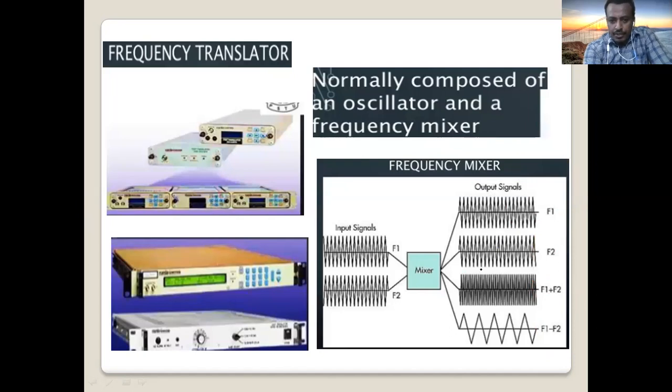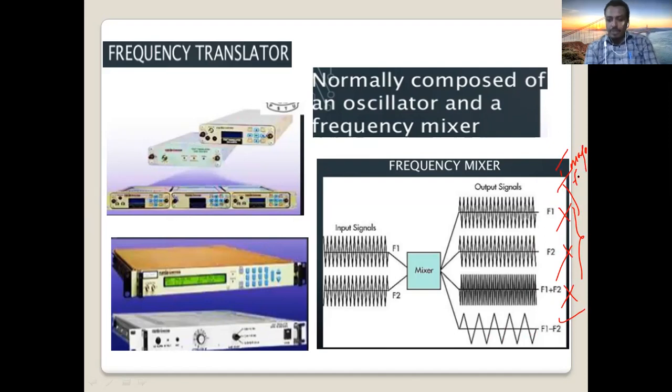So if you need an up converter mixer, we need this one. We don't need this; all of these will be image frequencies, right? But these frequencies exist in the output of the mixer. If it is a down converter mixer, we don't need this one, we don't need this one, we need only F1 minus F2. So these other frequencies are called image frequencies.